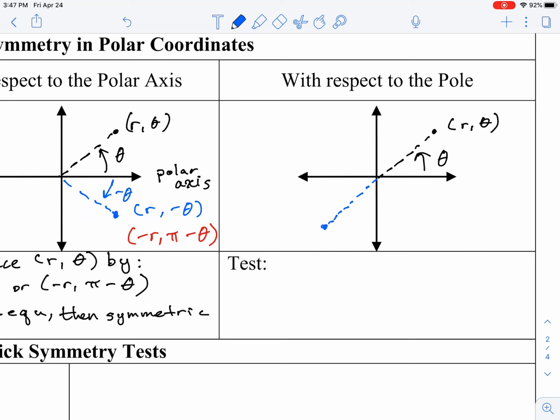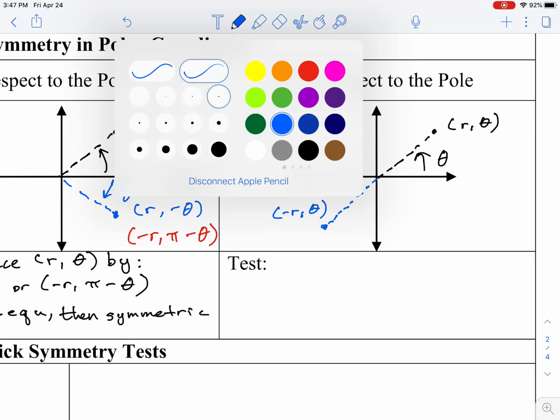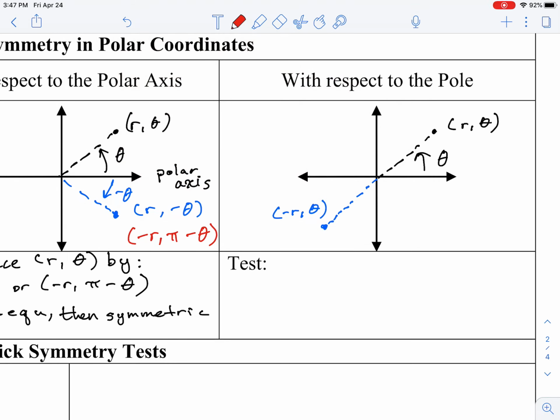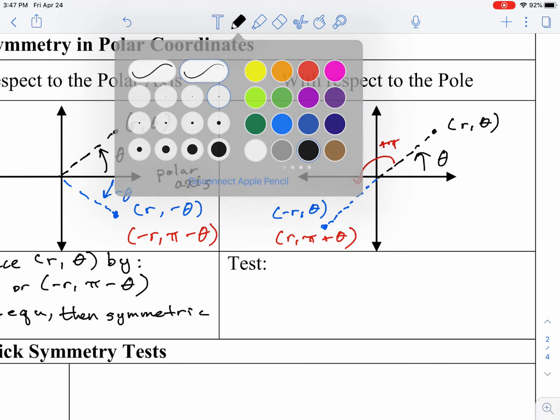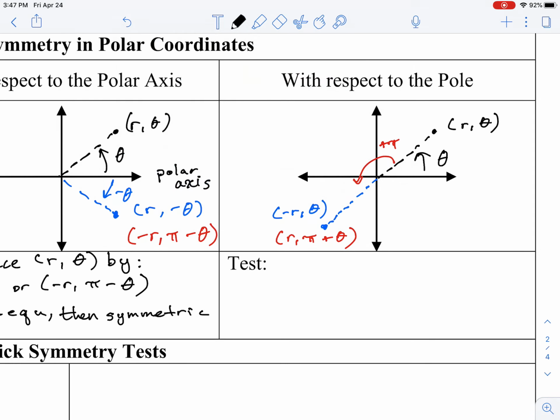So think about how we could come up with a polar coordinate here. One way is to say (negative r, theta). It's the same angle theta, but by making our r value negative, we're flipping it over the pole. Or what could I do to the angle to give me a coordinate that is reflected over the pole? I could just add pi. Then this would give me (r, pi plus theta). So that's another option.